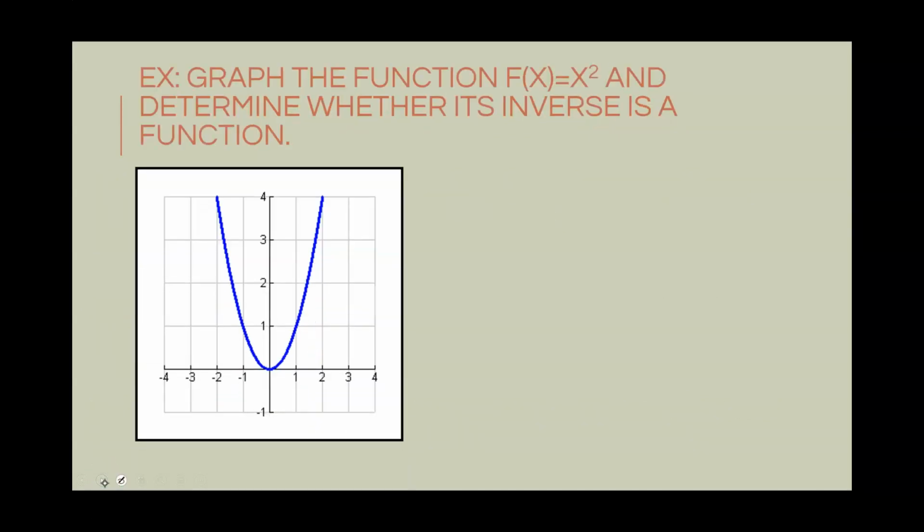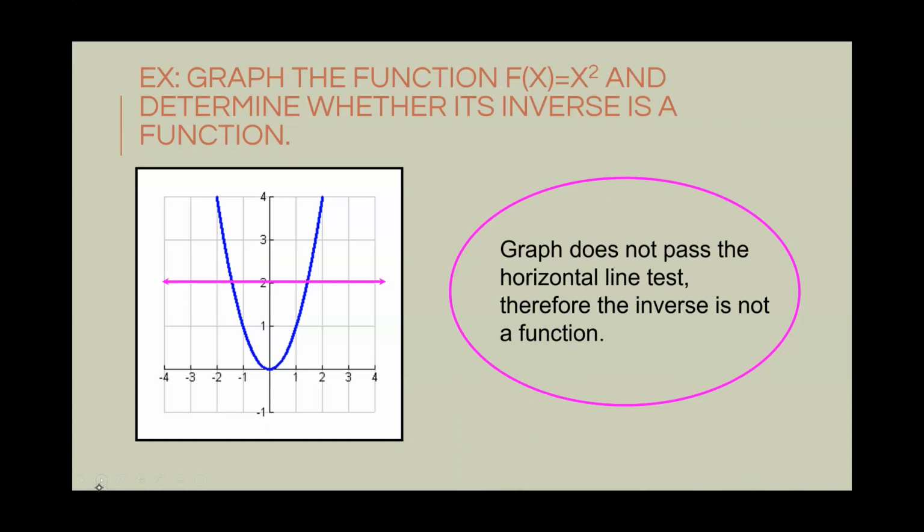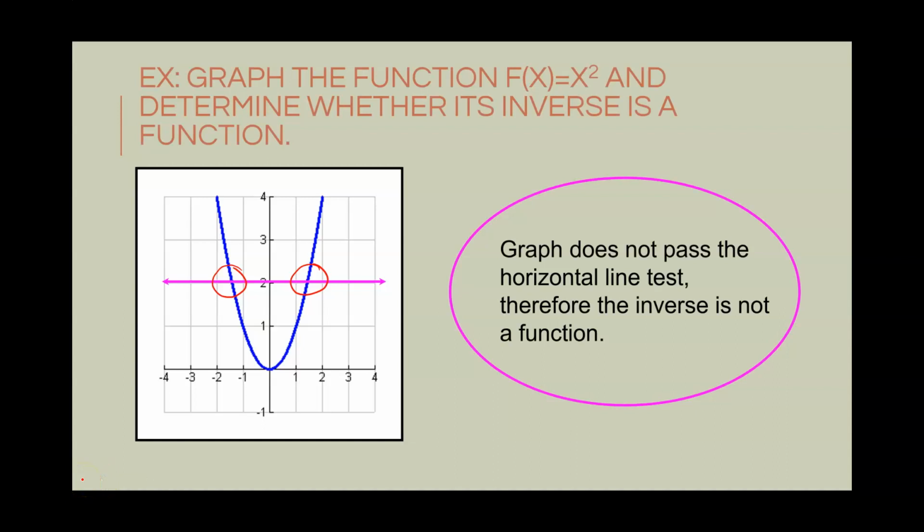So, example, the quadratic. We graph the function y equals x squared, and I want to determine whether its inverse is a function. So we do the horizontal line test. Remember, it can only touch it once. Well, the graph does not pass the horizontal line test because the horizontal line touches the graph at 2 spots. So therefore, the inverse of the quadratic is not a function. Okay?